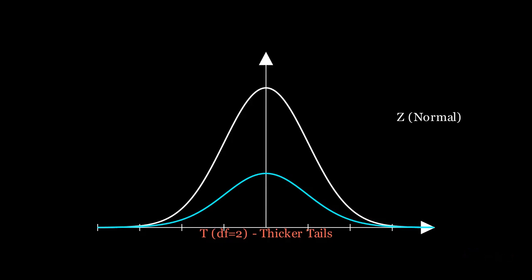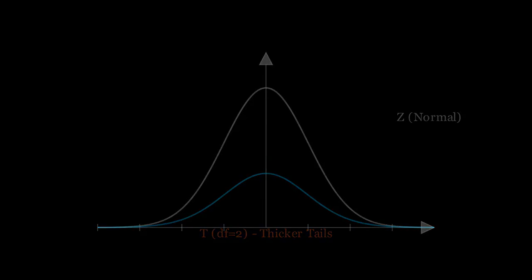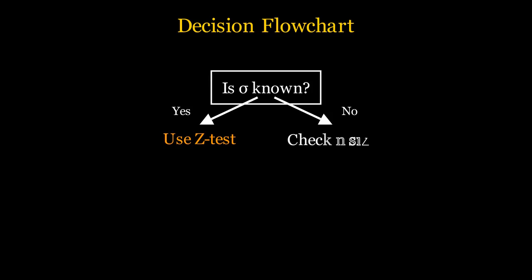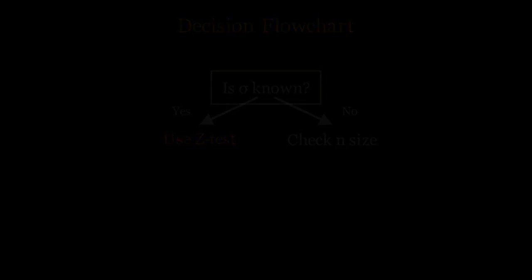Let's look at a practical flowchart for your decision-making. Step 1. Is the population variance known? If yes, and the data is normally distributed or n is large, use the z-test. Step 2. If the population variance is unknown, which is common, check your sample size. For n greater than 30, the z-test is often used as an approximation, but the t-test is technically more accurate. For n less than 30, the t-test is mandatory.